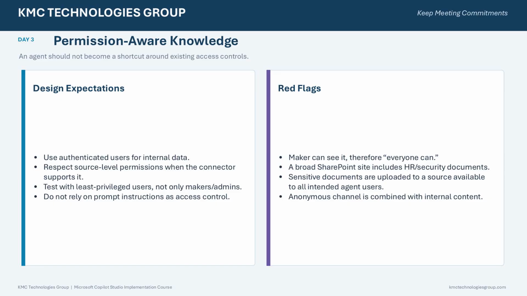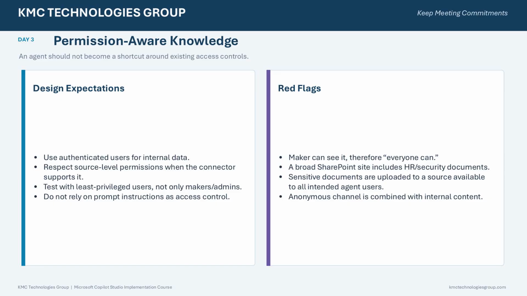Grounded AI must also respect enterprise security. An agent should never become a shortcut around existing access controls. For internal information, use authenticated users. Where supported, preserve the underlying source permissions. And don't test only with administrators or makers. Always perform validation using least privileged users.